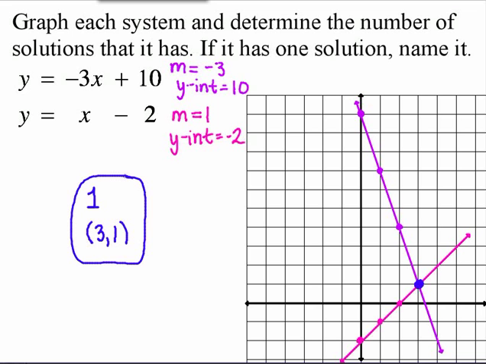You need to make sure you put that in as an ordered pair. What's the point? That's one solution. I could even, here. That better? Okay. So far, so good?